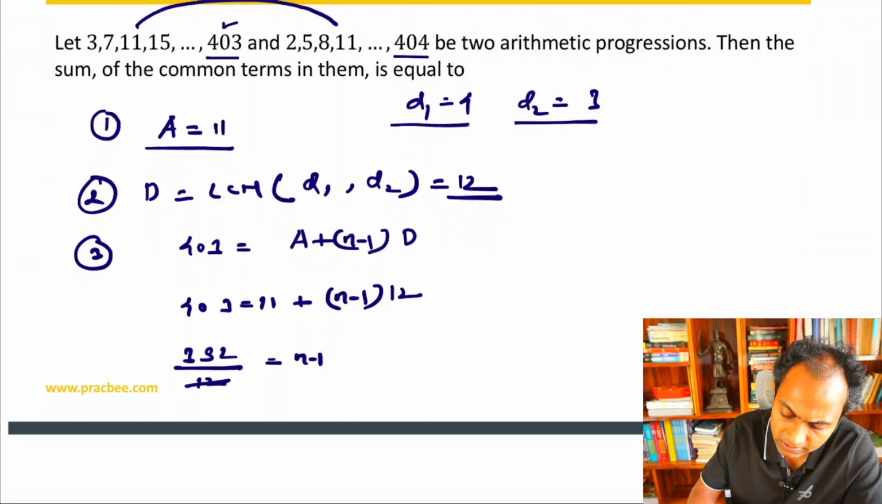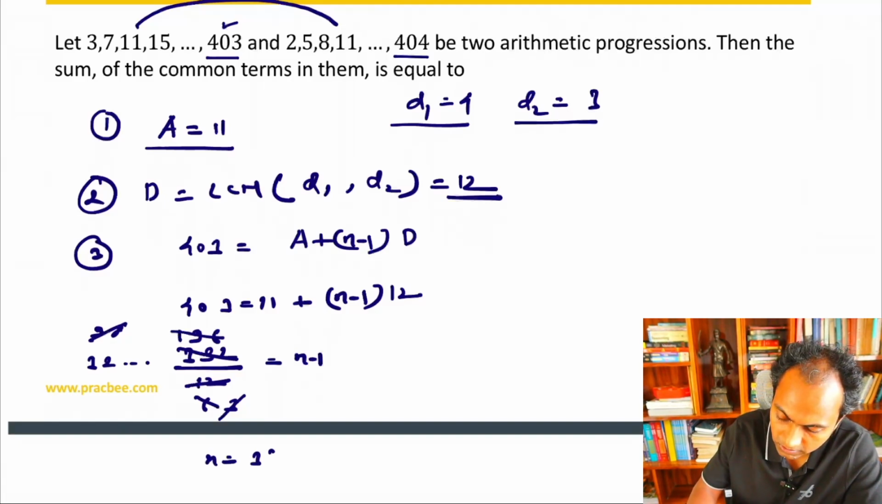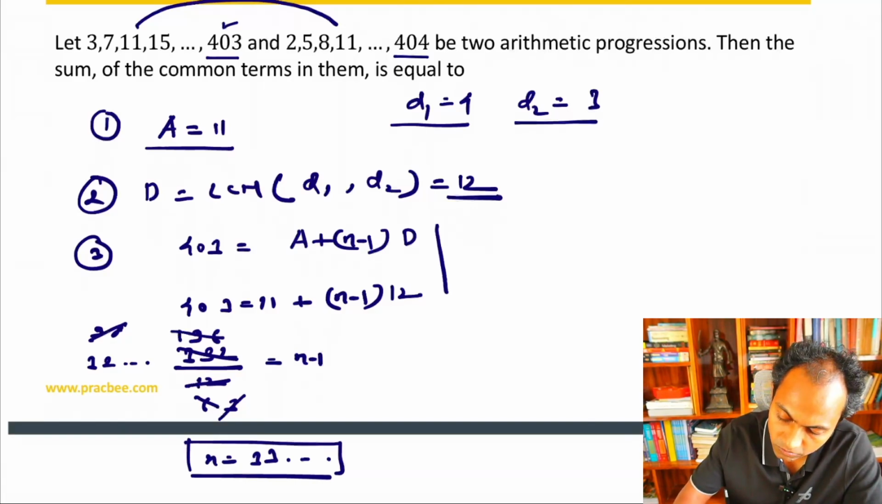For that, I can simplify this by dividing it by 2. So this becomes 196. Then again I can divide by 2. This becomes 98. If I divide by 2, this will become again 49 and 6, 98 by 3. And now I can divide by 3. So if I divide by 3, it will be 32 point something. The value of n will become 33 point something. So you can see that there will be 33 terms before 403.